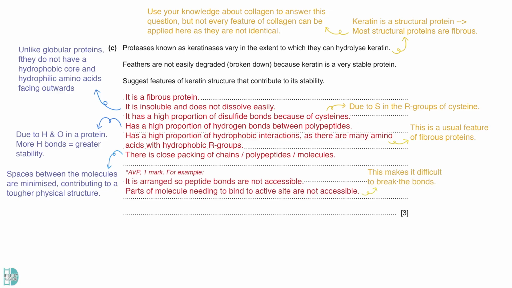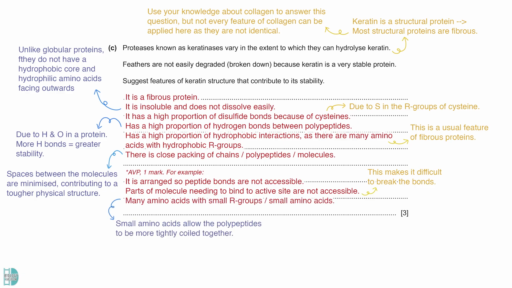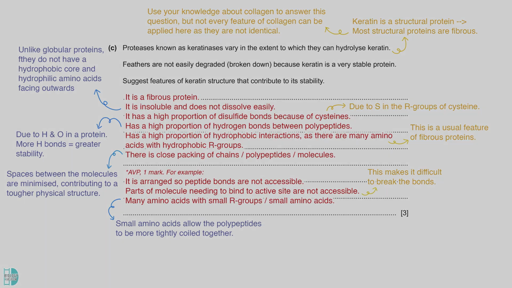You can talk about the arrangements of the molecule, which makes the peptide bonds inaccessible. This makes it difficult to break the bonds. Besides, many amino acids in keratin may have small R groups. These small amino acids allow the polypeptides to be tightly coiled together.